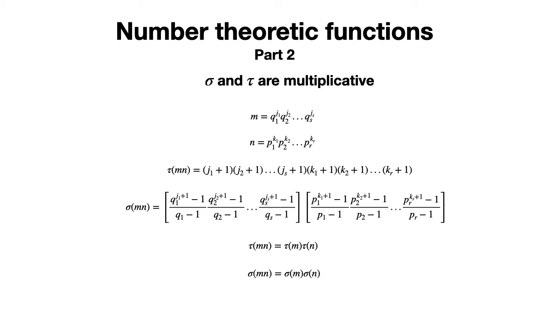Number Theoretic Functions Part 2. Sigma and tau are multiplicative. Welcome back to this two-part series on number theoretic functions. Here we discuss the concept of a multiplicative function and show that sigma and tau are multiplicative.